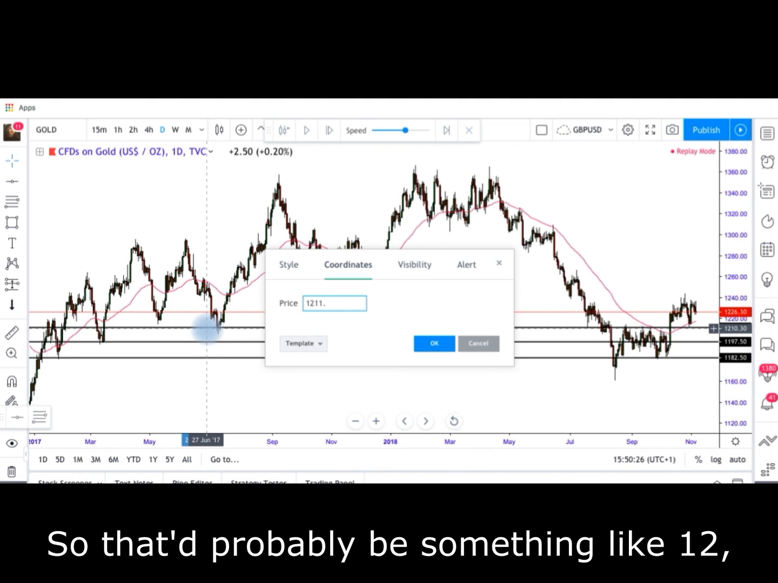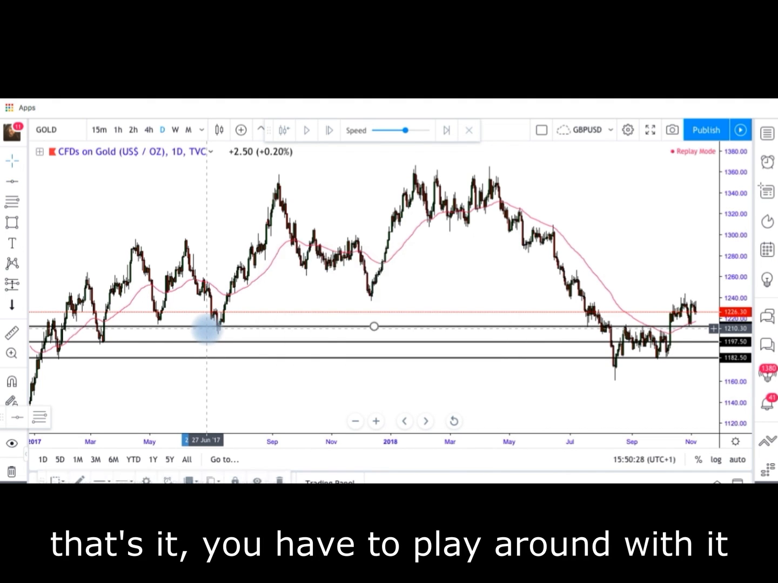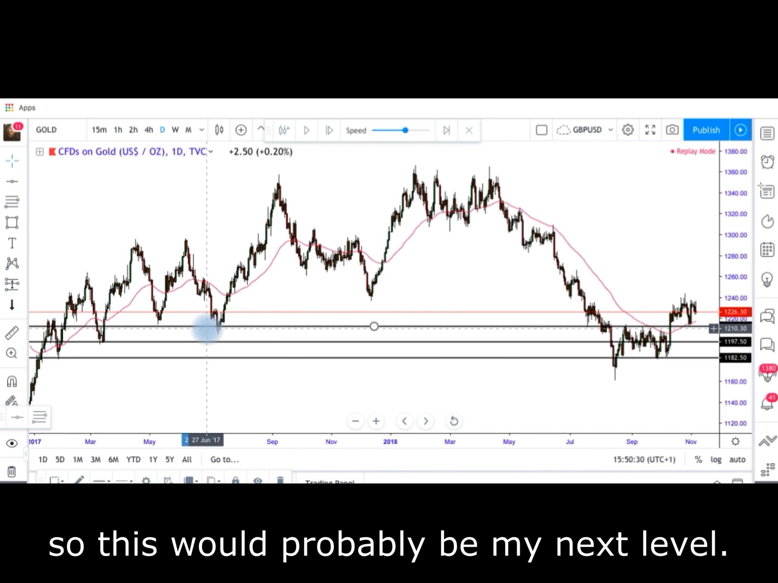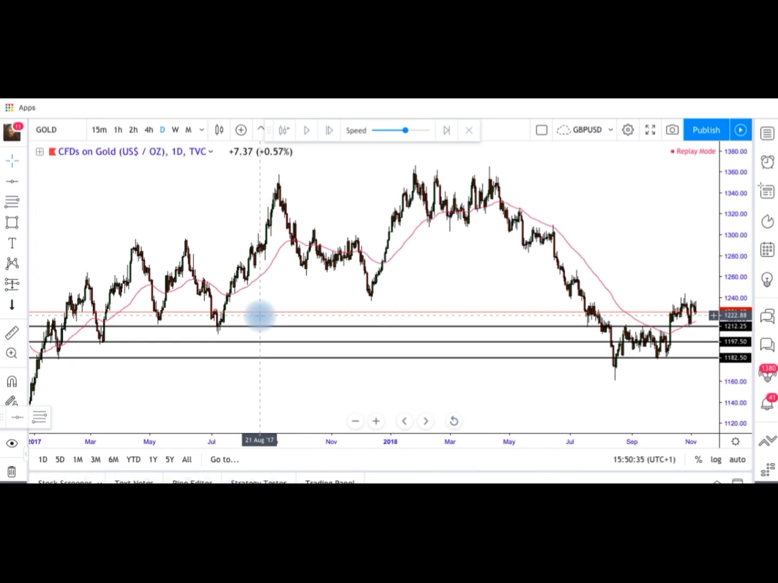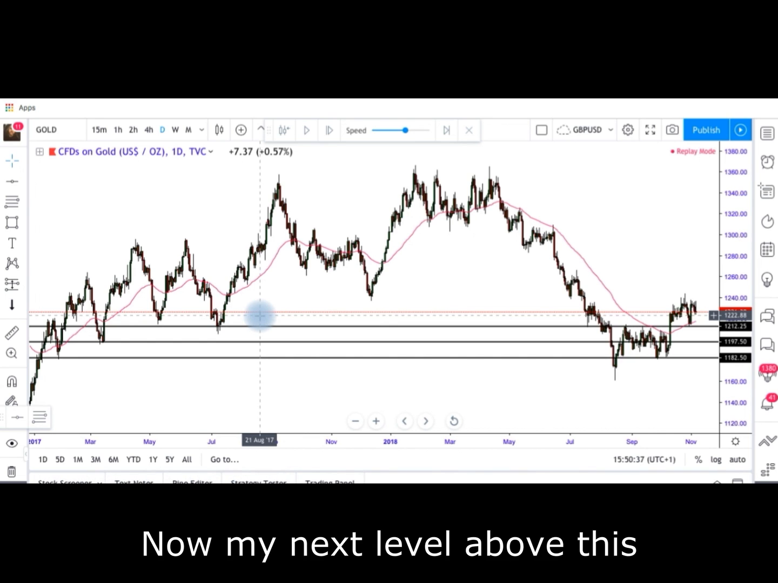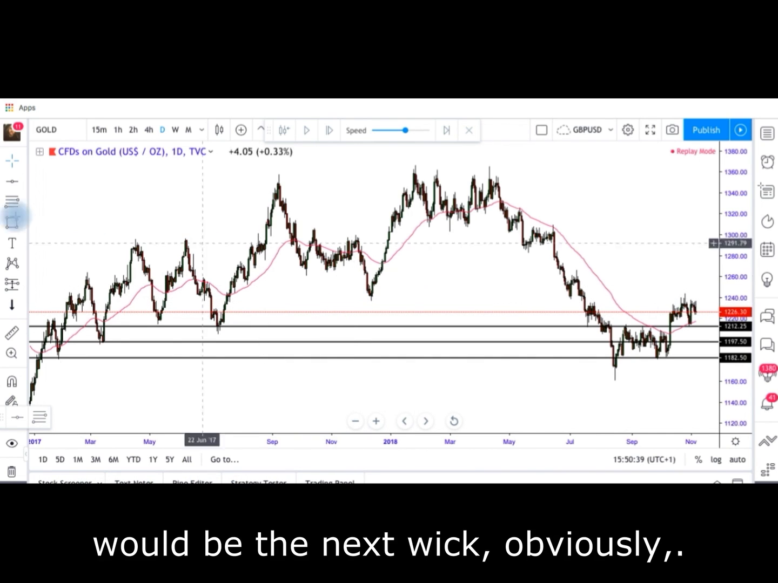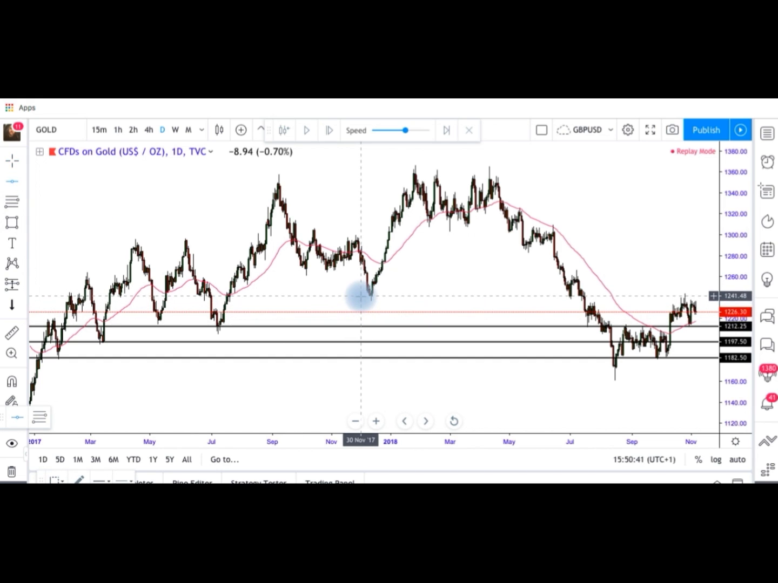So that would probably be something like 12. Let's see. You have to play around with it and get a nice snug fit. So this would probably be my next level. Now my next level above this would be the next wick, obviously.